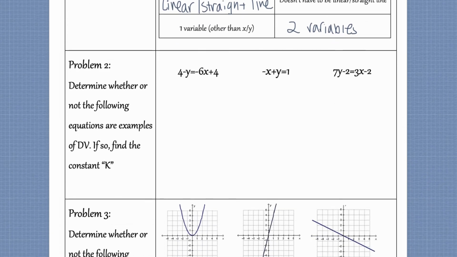So problem number 2 says determine whether or not the following equations are examples of direct variation. If so, find the constant k. So the first thing we're going to want to do is solve these equations for y, and you'll see why we do that in a minute. So I'm going to start solving the first one, and if you guys need a review on solving equations, you can go check out my previous video.